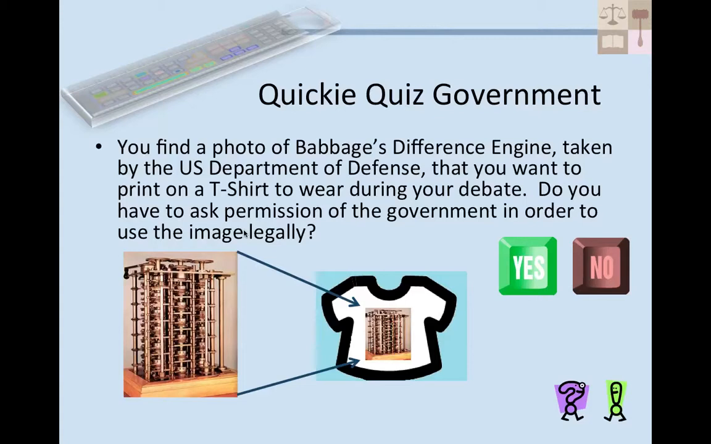He said you could eventually make humongous ones that would be run by steam engines. If you're familiar with the term steampunk, it's a type of sci-fi. That's what they talk about. Anyway, if I get this from the Defense Department and I want to put it on a T-shirt, do I have to ask permission of the government? What do you say? Yes or no?